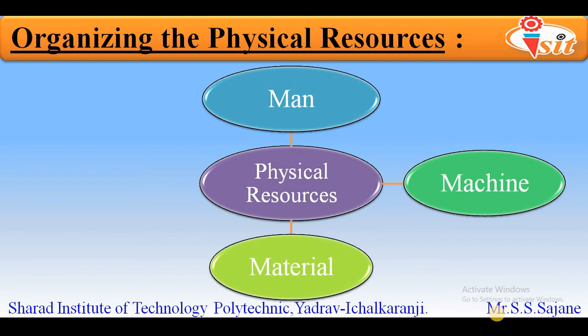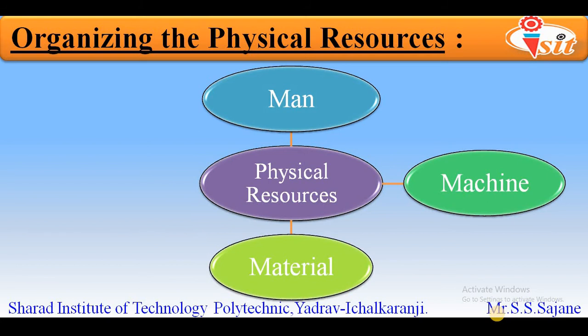After material, the next resource that comes is nothing but the machines. After the fourth industrial revolution, we can see that in industries, most of the manpower has been replaced by modern machineries. As a result of this, the quality as well as the production rate of the products which are to be manufactured has increased to a great extent.